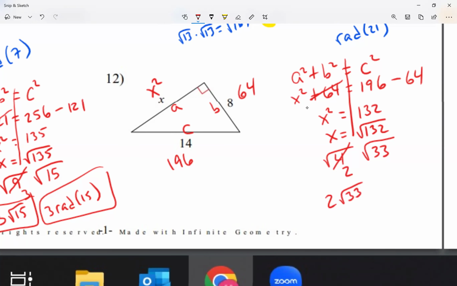Now radical 33 I cannot simplify anymore. So I'm gonna write this as 2 rad, 2 radical 33. Now radical 33, I know we can break that as 3 times 11. But 3 is not a perfect square, and 11 is not a perfect square. 2 radical 33.